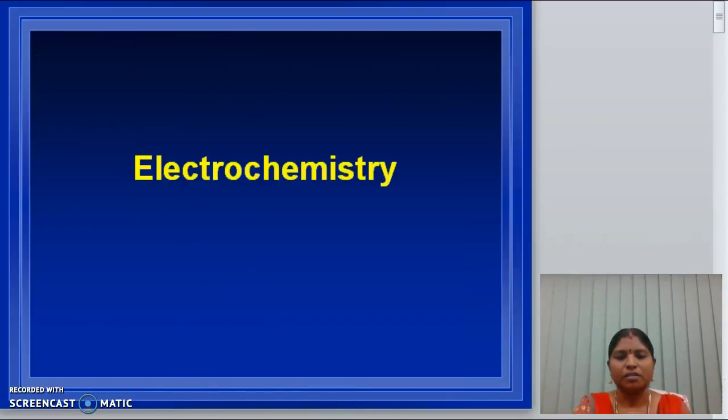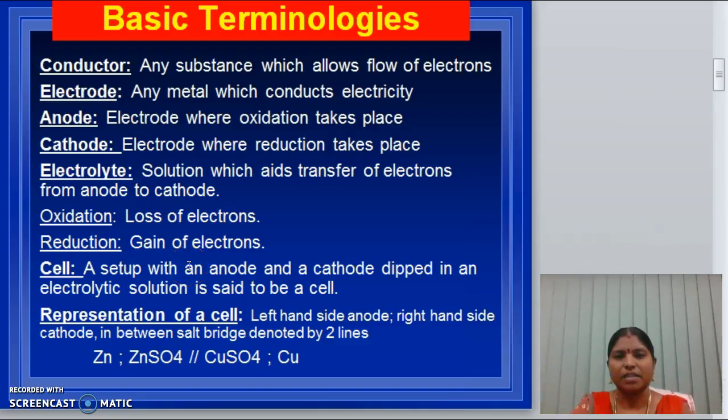Good morning. In this session, we are going to discuss electrochemistry. Electrochemistry is a part of physical chemistry which deals with energy conversion. That is, energy conversion means electrical energy to chemical energy and vice versa. So this is what we are going to see in electrochemistry. Before going to the electrochemical reaction, let us see some of the basic terminologies in electrochemistry.